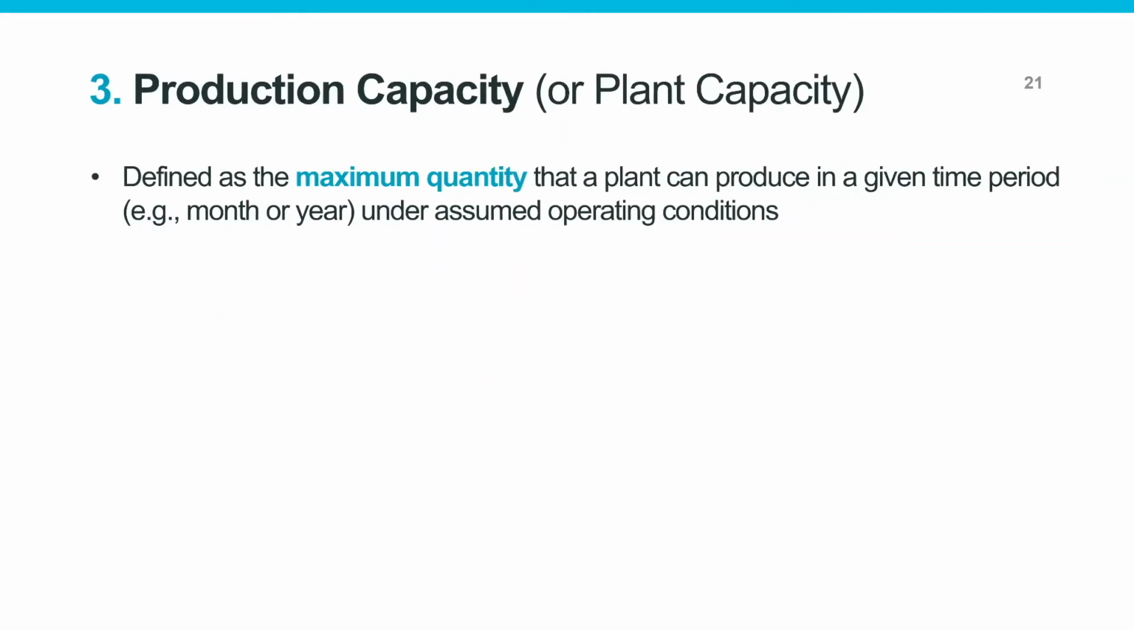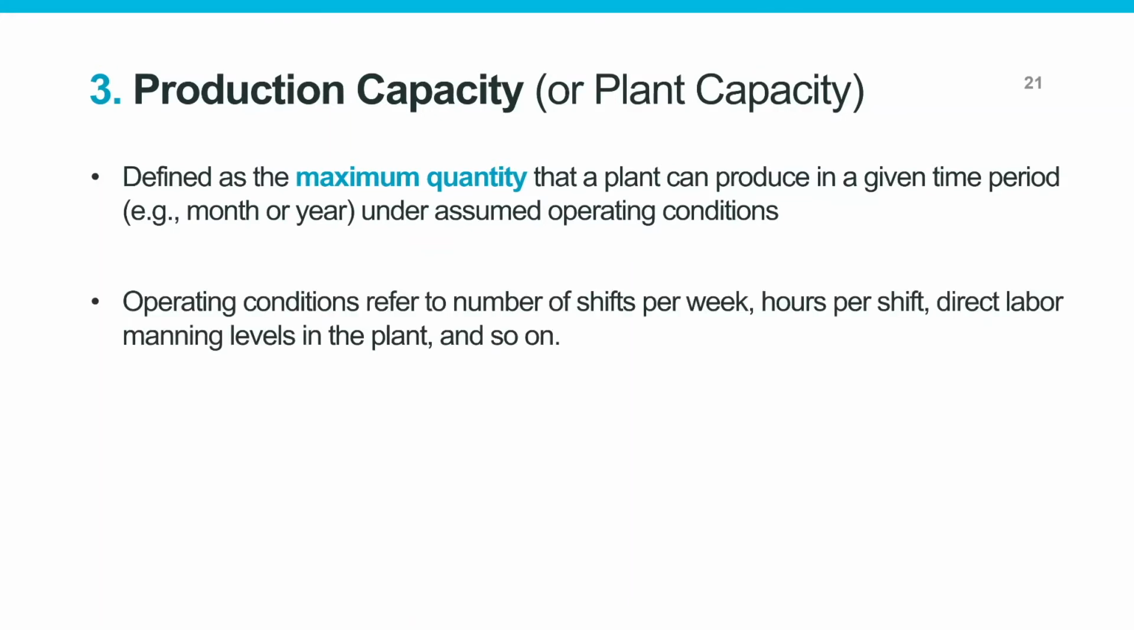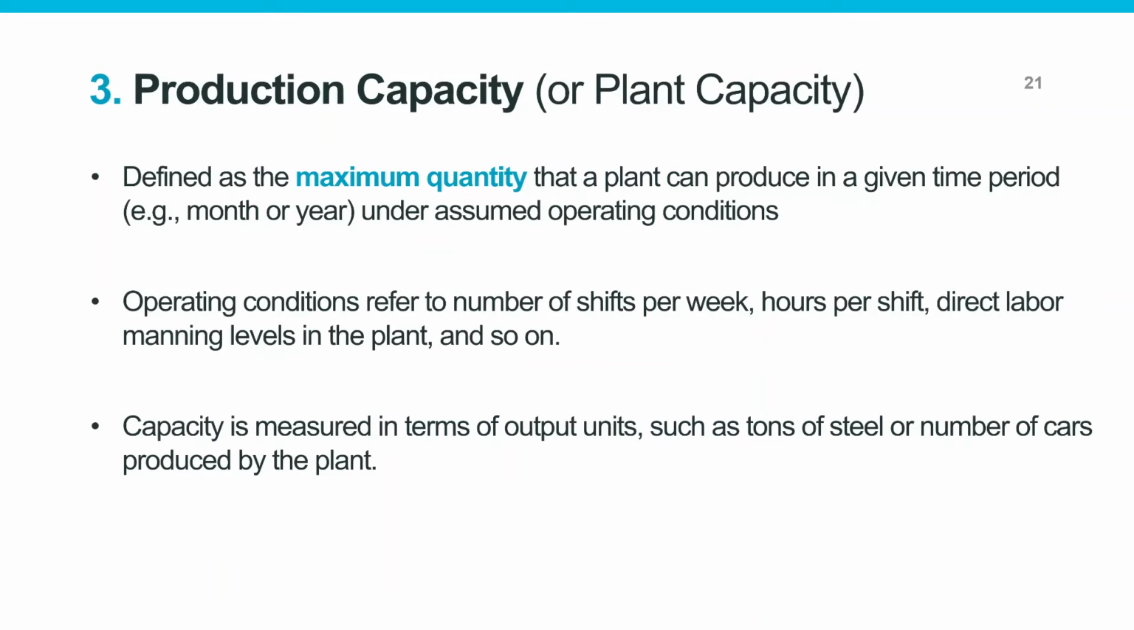Production capacity, or plant capacity, is defined as the maximum quantity that a plant can produce in a given time period under assumed operating conditions. Operating conditions refer to the number of shifts per week, hours per shift, and direct labor. Capacity is measured in terms of output units, such as tons of steel or number of cars produced by the plant. As an example, a BMW factory in Munich produces 1,000 BMW cars per day, versus Reuters plant in Goodwood, which makes only 10 to 15 cars per day.